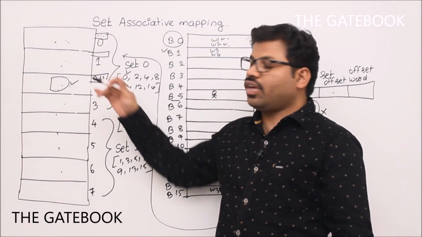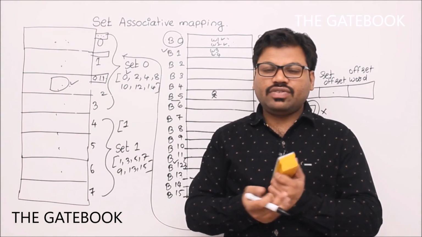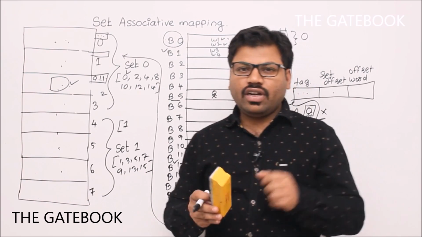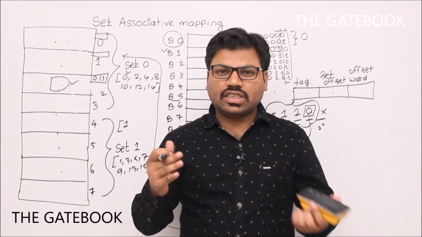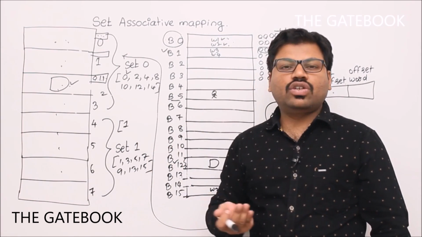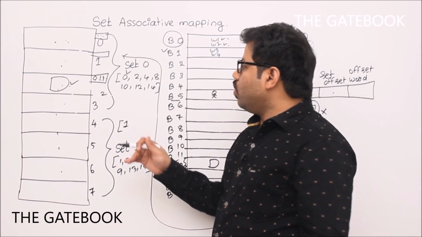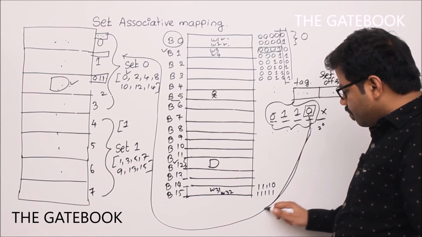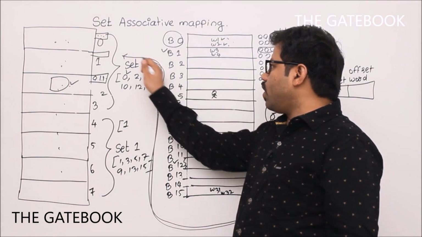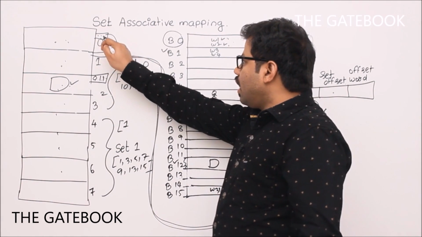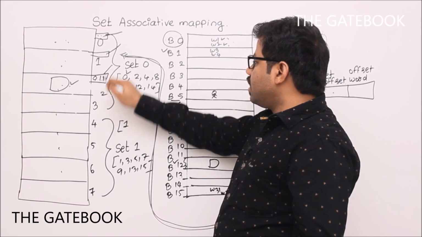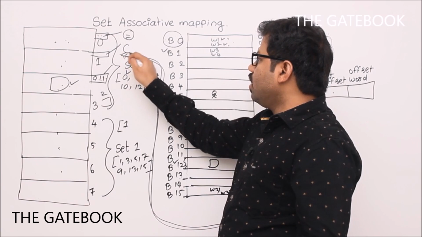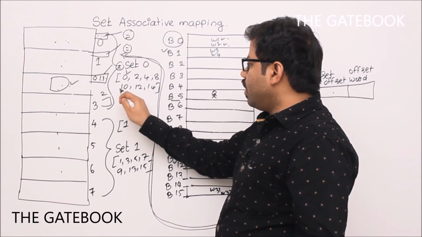Now, how many comparators does set associative require? We have to do the comparison in parallel, otherwise it takes a lot of time, correct? So we have to plan our hardware in such a way that the searching process is done in parallel. First of all, we index into the right set. Once we go to the right set, we connect this tag, this tag, this tag, this tag to 4 comparators. That means we use 4 comparators, one here, one here, one here, one here.